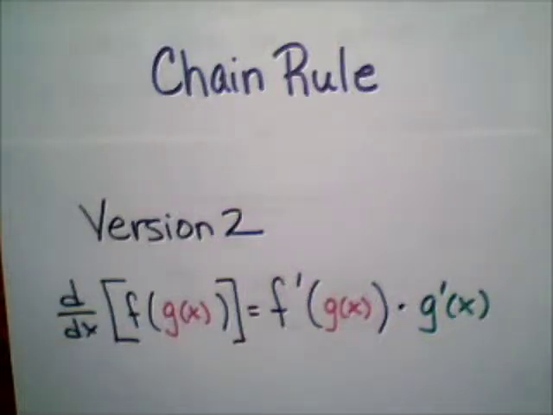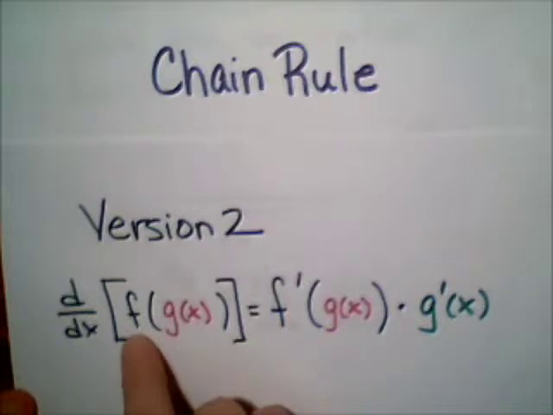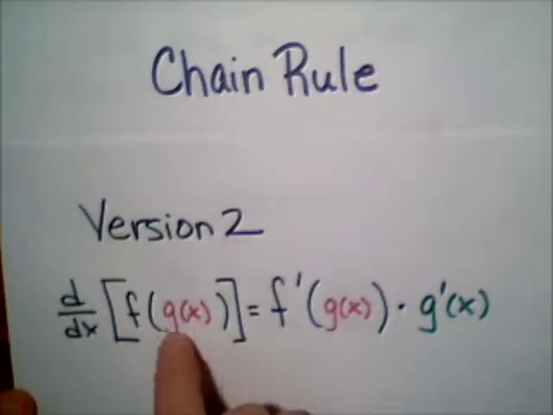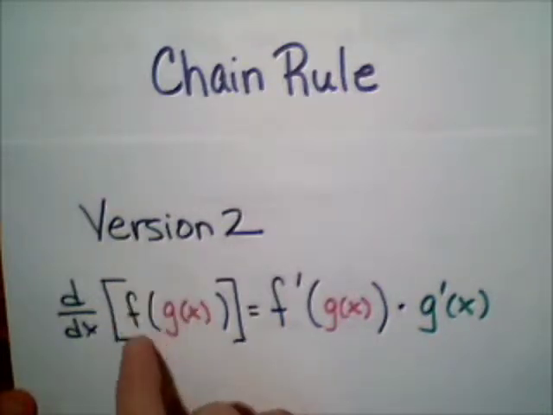Welcome back for 3 more examples of the chain rule for differentiation. This is version 2 of the chain rule. What a person should note here is that this chain rule is used to take the derivative of a composition function. So I've written this here as f of g of x. So function g has been plugged into function f.